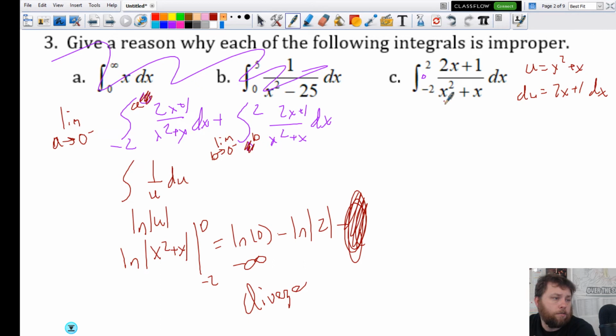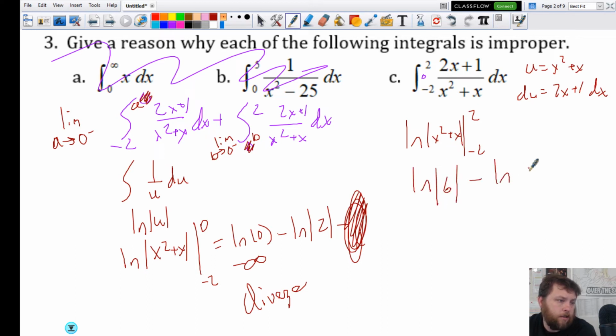Well, if you don't split it, you're going to integrate this and get ln of x squared plus x from negative 2 to positive 2. So you plug in 2 first, and you get ln of 2 squared, so 4 plus 2 is 6, minus ln of 4 minus 2, which is 2. So you get this and say, oh, ln of 6 minus ln of 2 is ln of 3.